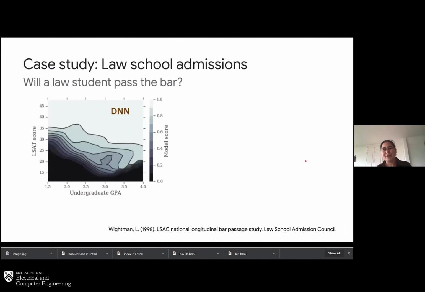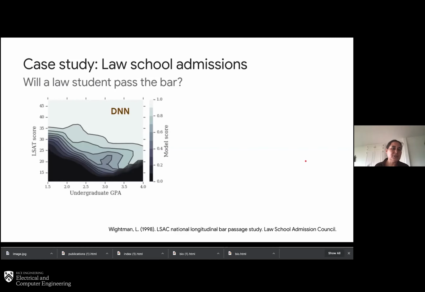Okay, we're going to find out if we can change slides. Okay, let's start out with an example. This is a very simple problem for machine learning. We've got only 2 features. And we're going to try to predict whether a law student will pass the bar. We'll have the undergraduate GPA and their LSAT score, how they did on the standardized test. And there's about 19,000 training samples here.